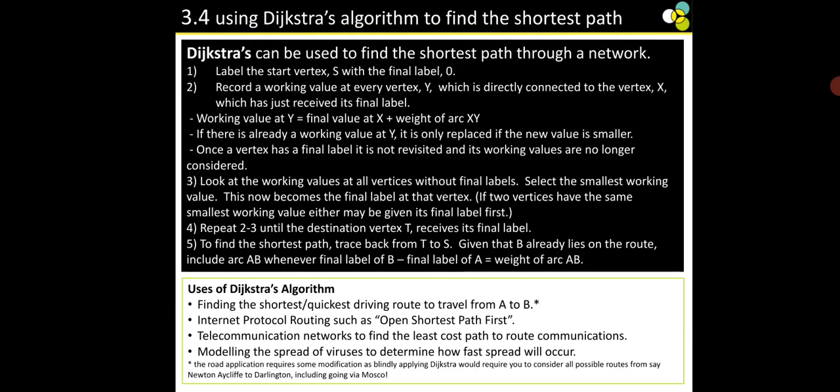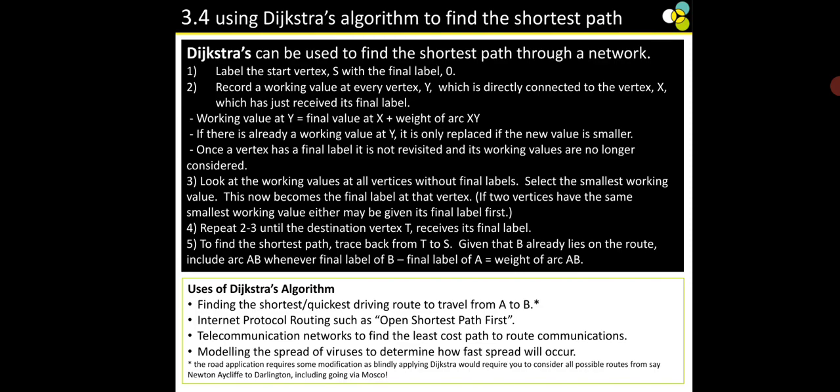Next we will be having another algorithm called Dijkstra's algorithm. Dijkstra's algorithm is also used for finding the shortest path. First of all, we label the node S with a final label, then record the working value at every vertex Y which is directly connected to the vertex. Then look at the working values at the vertices without final labels. These are all examples of applications of Dijkstra's algorithm.